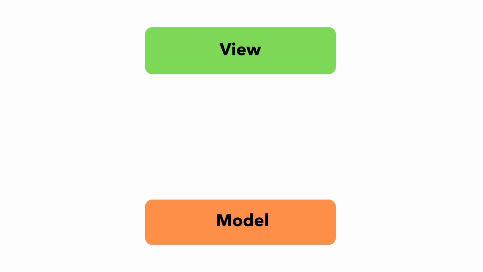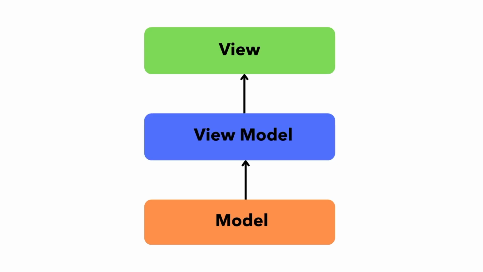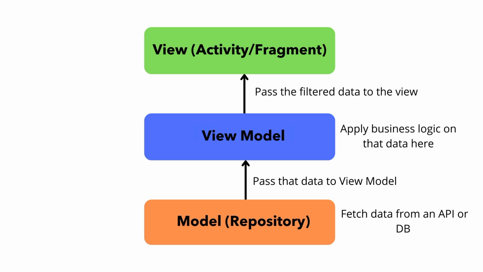Now let's understand the MVVM architecture. In MVVM architecture, the objects are separated into three distinct groups: the model, view, and the view model. Model is where we get the data from. View is the activity or a fragment, and view model is where we execute the business logic. In simple words, we get the data from the model, execute business logic on it in our view model, and then the resultant data is shown in the view.